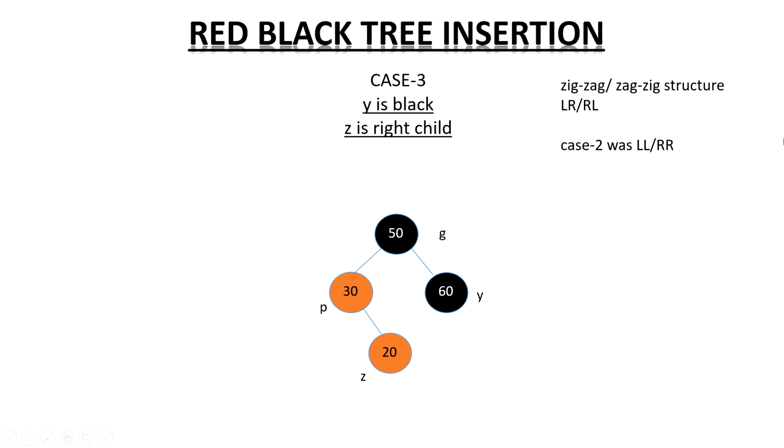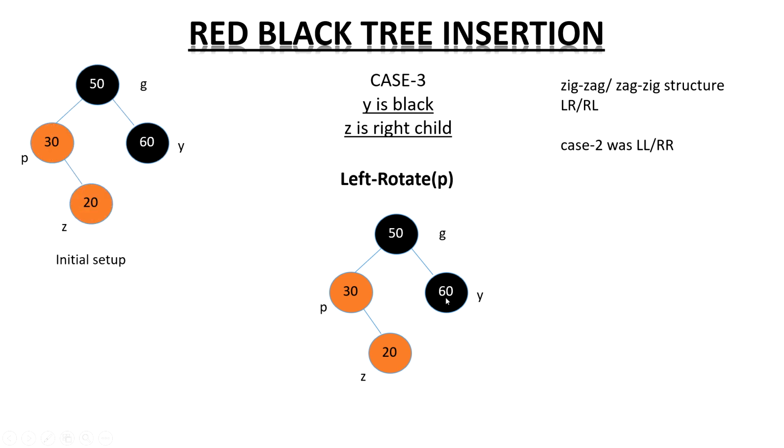Case 2 was left left or right right, or you can say zigzag or zigzag. So the right right was the alternative case of the left left. So what we need to do first is perform a left rotation on the parent node. Okay, so this was the initial setup, and if we perform the left rotation here, Z takes the place of P and P becomes the left child of Z. This rotation is crucial as it transforms our tree into a setup where we can apply case 2.